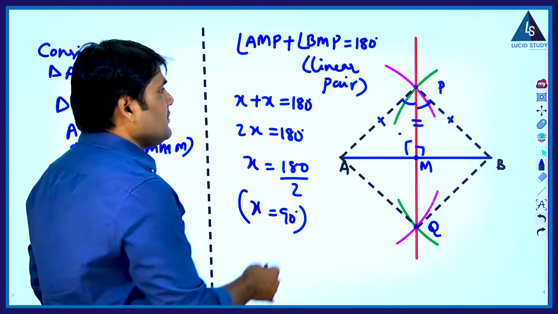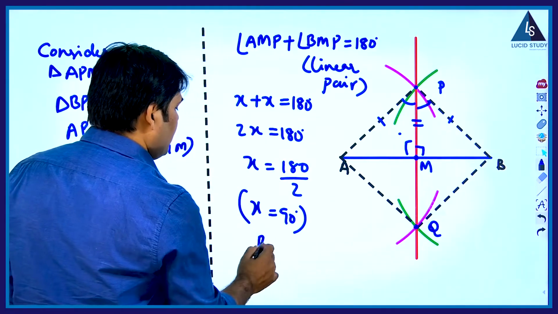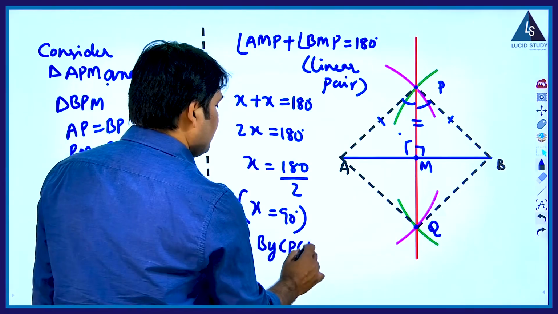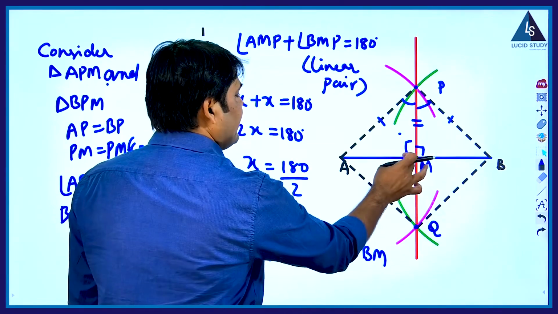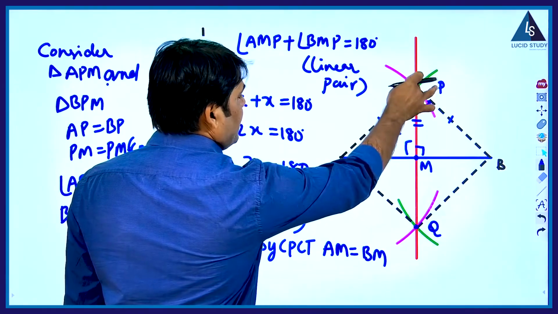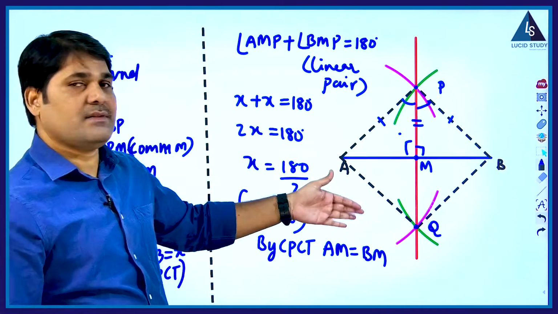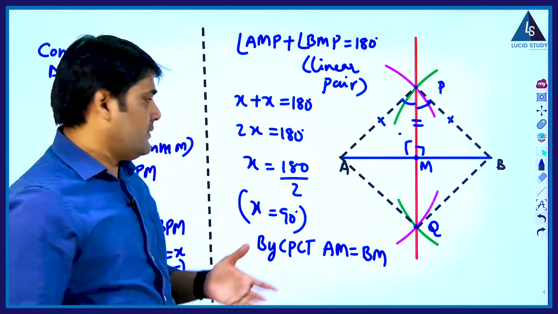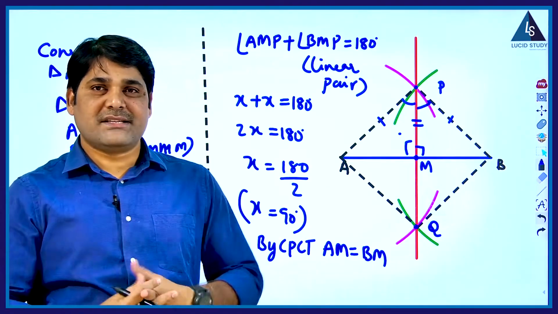So by CPCT, one more thing we can write, that is AM is equal to BM. By CPCT, AM is equal to BM. See, M is the midpoint and through that midpoint you have drawn a perpendicular, hence PMQ is the perpendicular bisector. So this is the proof you need to write in the exam if you are asked for justification.